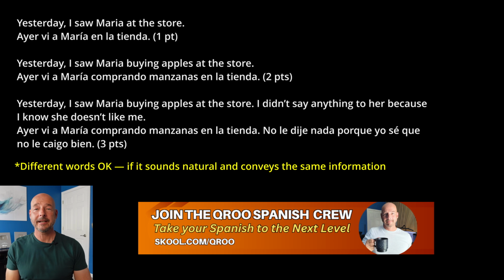So let's go ahead and break that down. In our beginner version, ayer vi a María en la tienda, we're using the preterite, okay, of the verb ver. That's what I'm looking for. I'm also looking for the use of the personal a, that you have that in there between vi and María. That is probably the most important thing to get a point for that one.